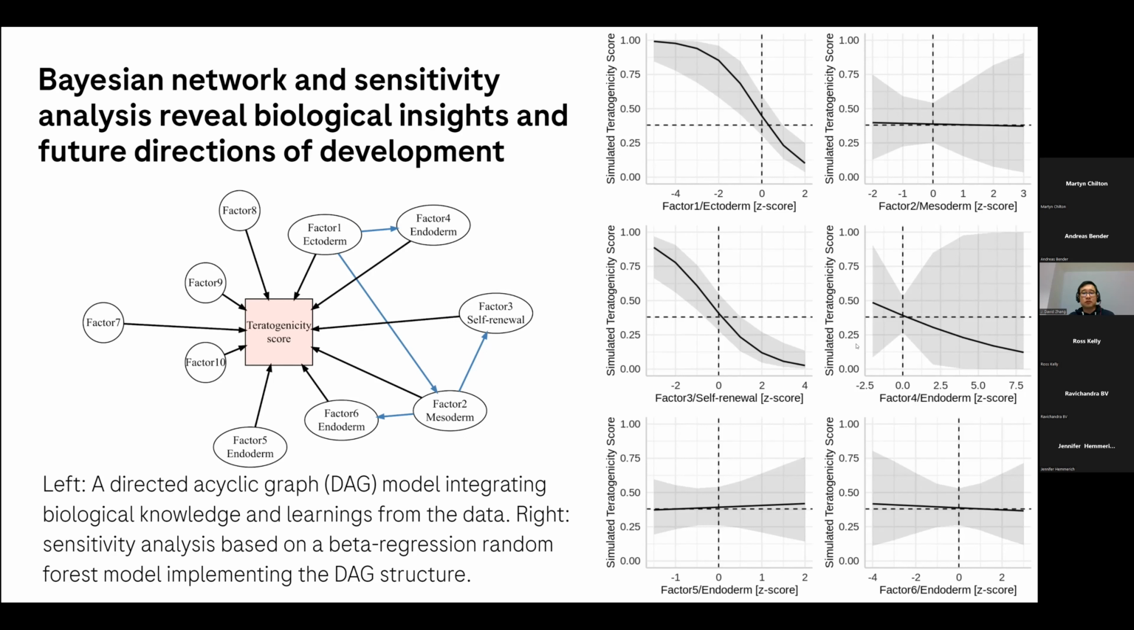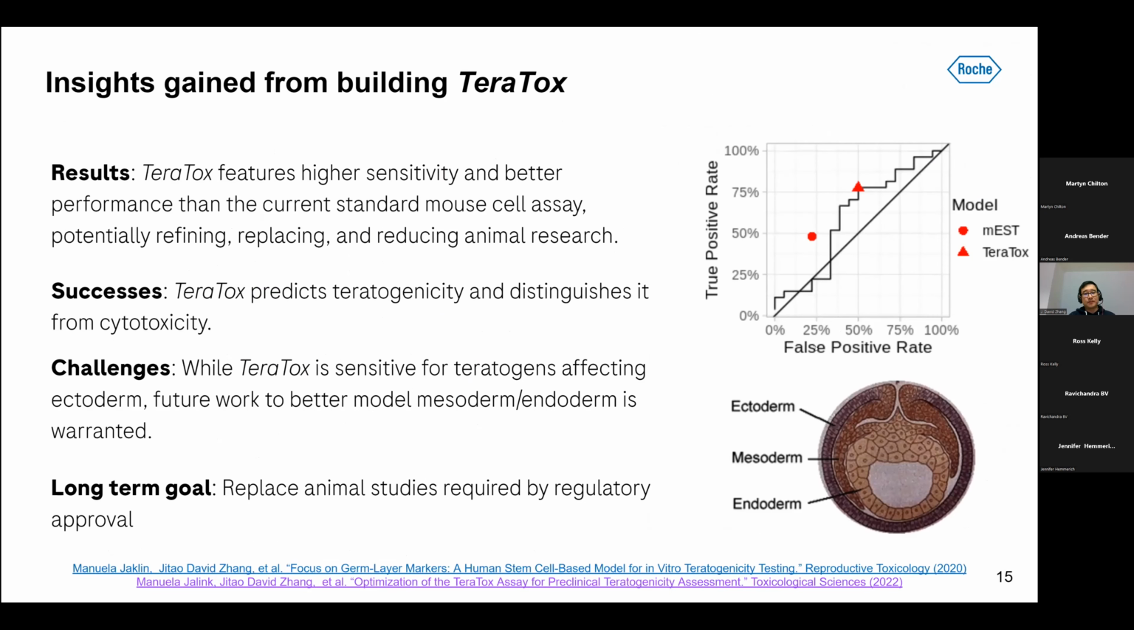This is actually where we want to develop further, improving the model to better characterize different aspects of germ layer development. The summary: Teratox features higher sensitivity and better performance than the current standard mouse cell assay, potentially refining, replacing, and reducing animal research. The success was that Teratox predicts teratogenicity and distinguishes it from cytotoxicity. The challenge is that while it's sensitive for teratogens affecting ectoderm, future work is needed to better model mesoderm and endoderm. Our long-term goal is to replace any models required by regulatory approval.